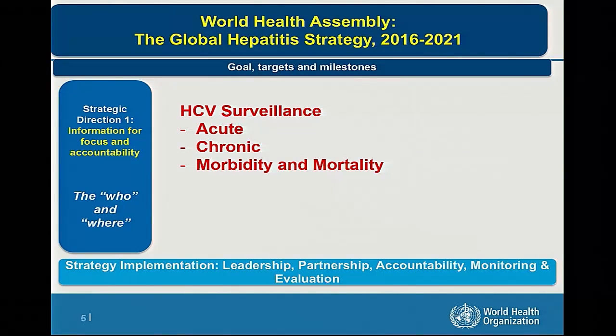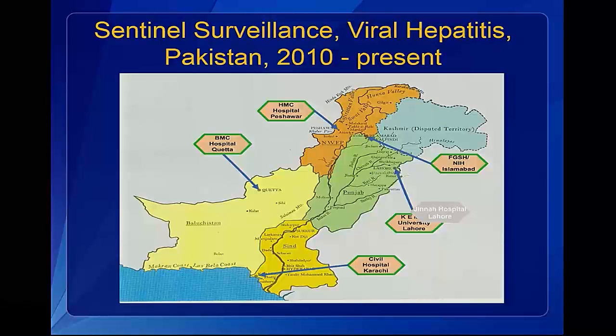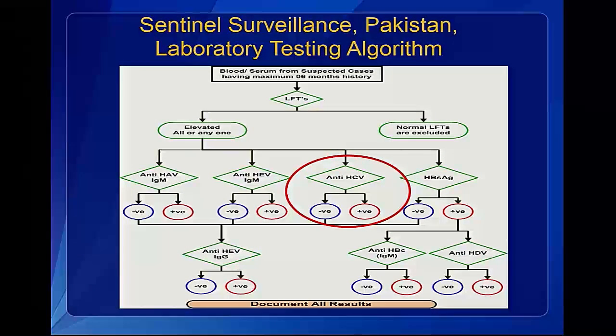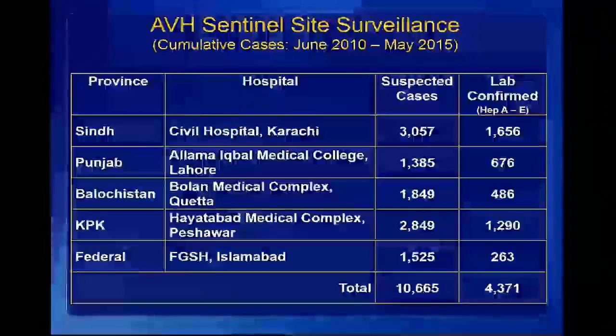We could think of acute surveillance, chronic surveillance, morbidity and mortality. I want to give you some examples of how these come into play, mostly in the countries that we're working with now. First, I want to show you some data from Pakistan. We've been involved with sentinel surveillance for acute viral hepatitis in Pakistan since 2010. By the way, very few lower middle income countries have such surveillance. They do have a laboratory testing algorithm, which we've been trying to improve. But basically, they stop at anti-HAV, anti-HCV, and they don't have RNA testing or confirmatory testing presently. We're working with them to try to get that implemented, but it continues to be a challenge.